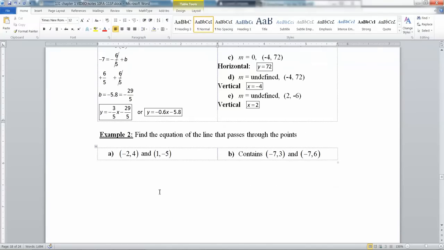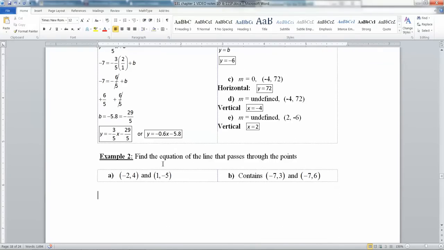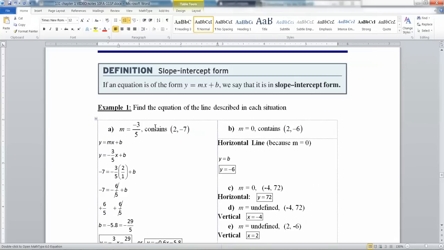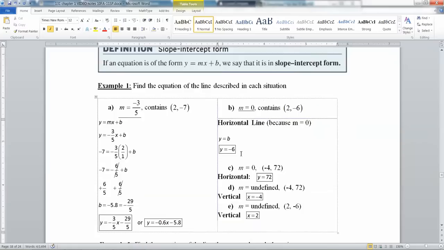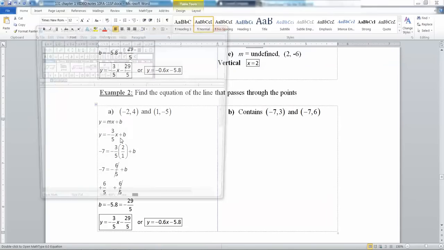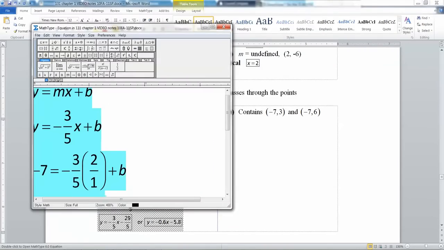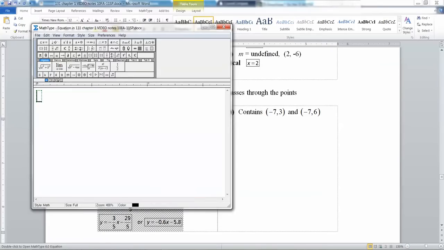Now let's get down to the next one. Find the equation of a line that passes through 2 points. Now they didn't give you the slope. Like up here, see how they're giving you slope right there? That's nice. Giving you slope, that's helpful. But if they don't give you the slope, then you've got to find it yourself. You got it. All right, so we're going to have to go find the slope. First thing I'm going to have to do is write the equation for slope.